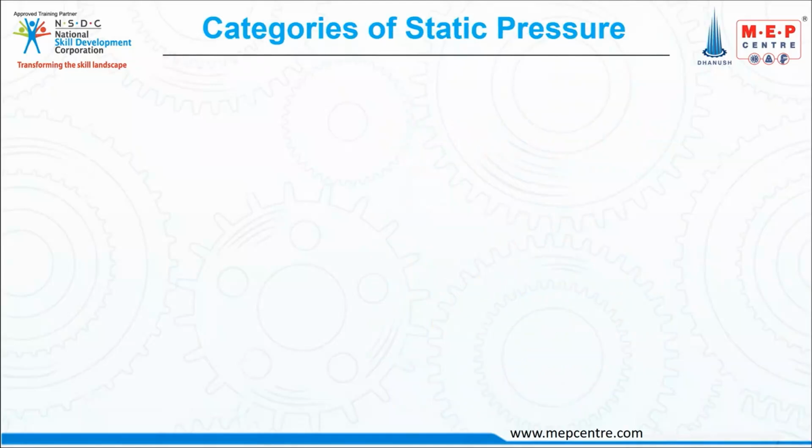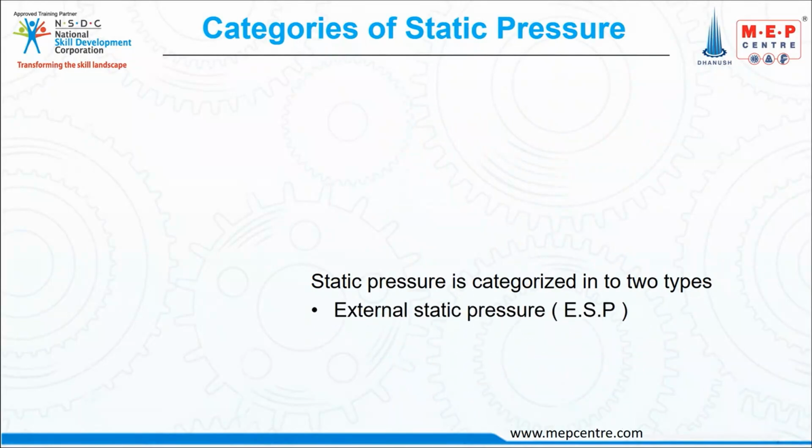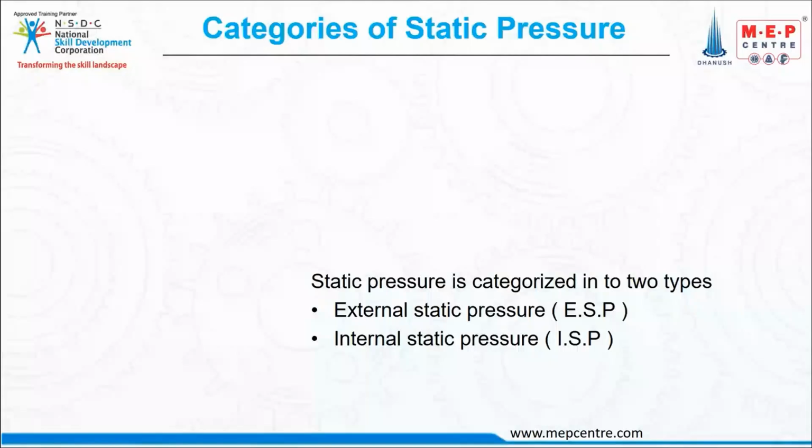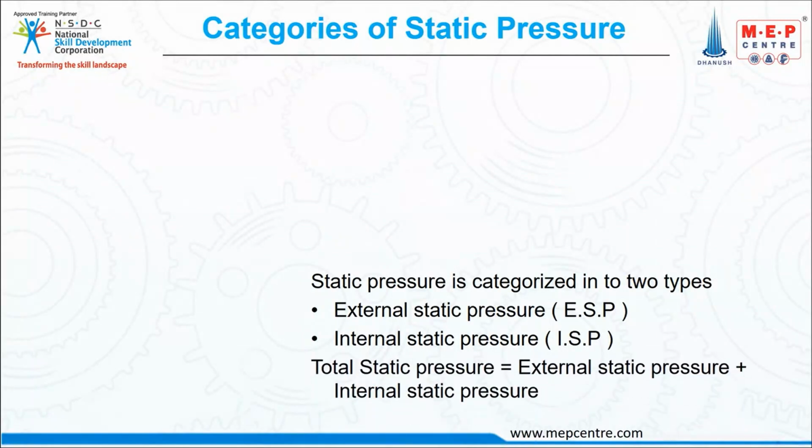So static pressure is categorized into two types. One is internal static pressure and the second one is external static pressure. Here, coming to the total static pressure: total static pressure is the sum of internal static pressure plus external static pressure.